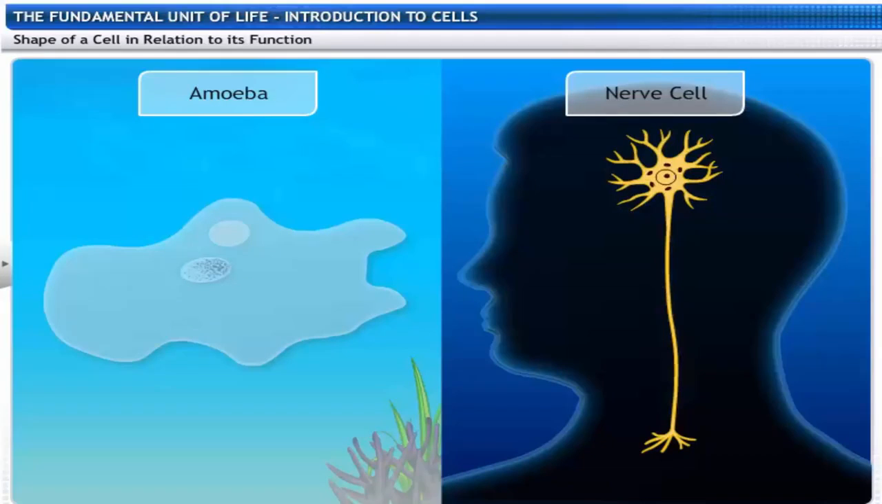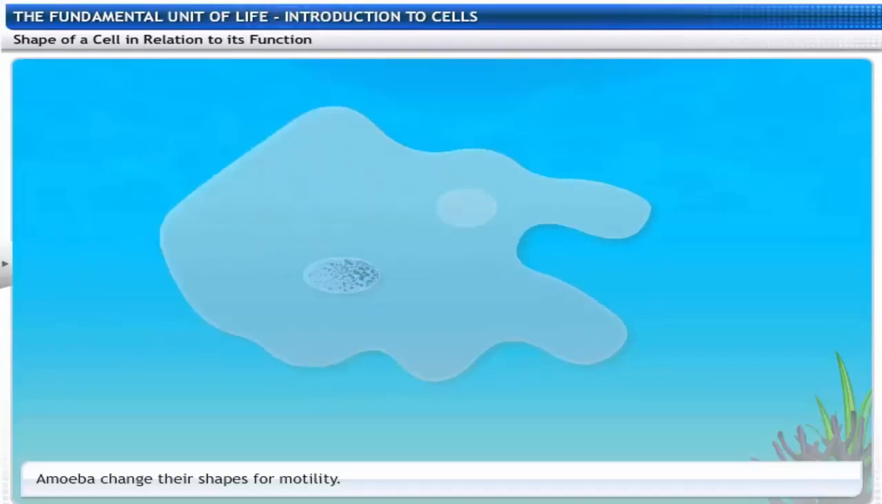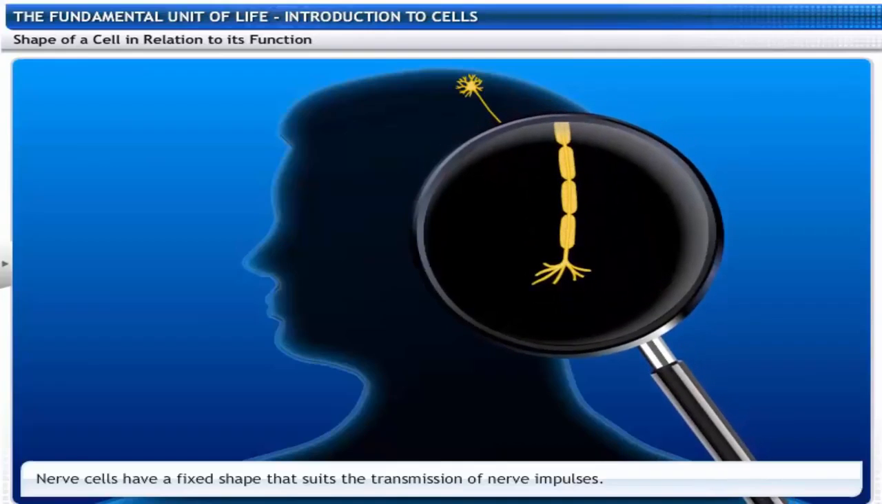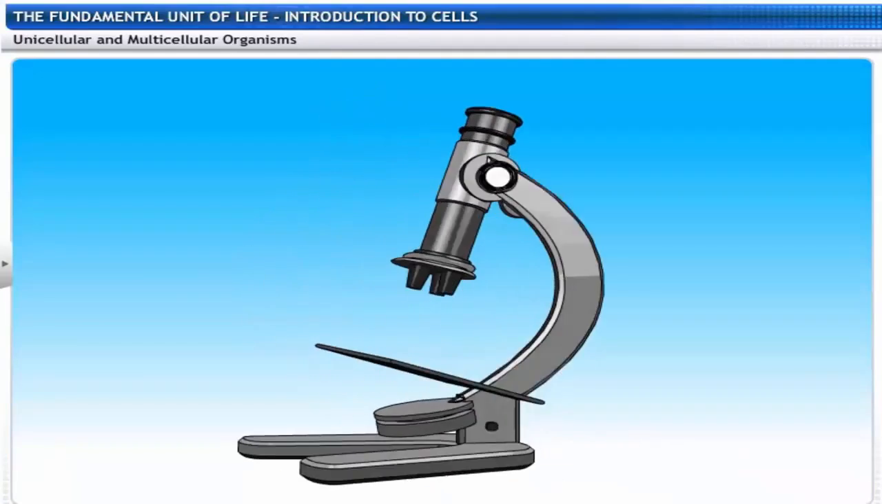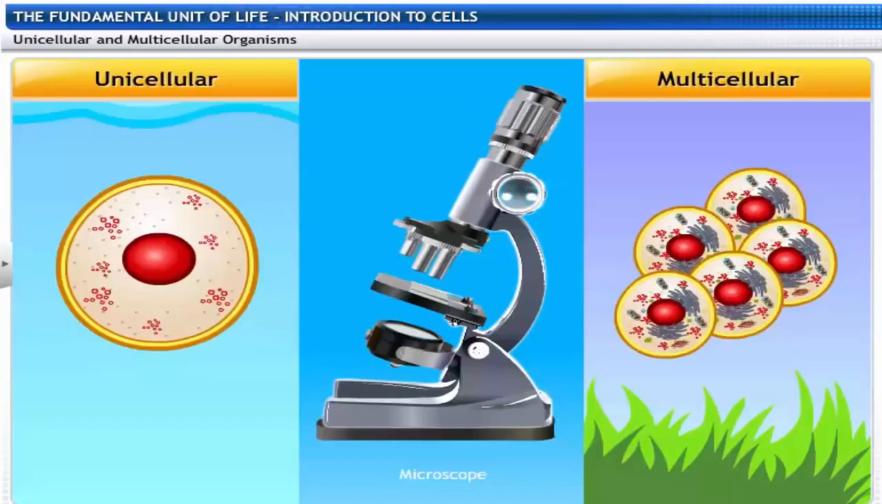The shape of a cell is related to the specific function it performs. Cells like amoeba change their shapes for motility. Cells like nerve cells have a fixed shape that suits their function of transmitting nerve impulses. The development of the microscope led to the discovery of single and multiple-celled organisms.